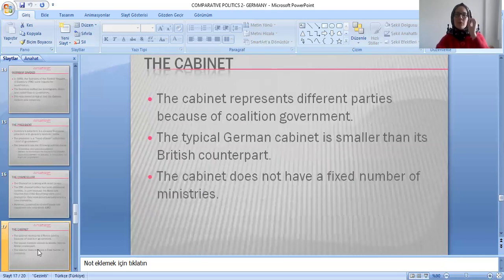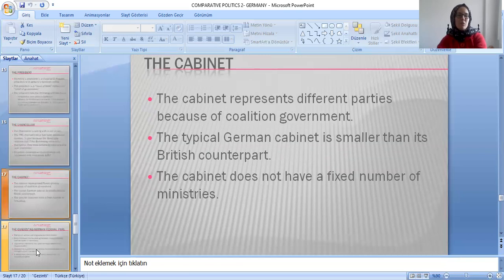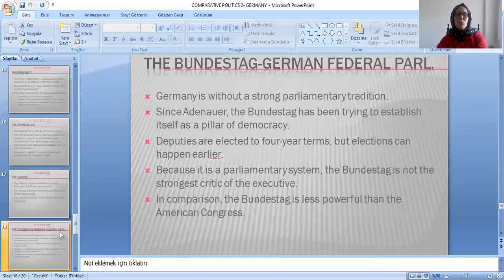The cabinet represents different parties because of coalition governments. The typical German cabinet is smaller than its British counterpart. The cabinet does not have a fixed number of ministries. The Bundestag, it is the German federal parliament.